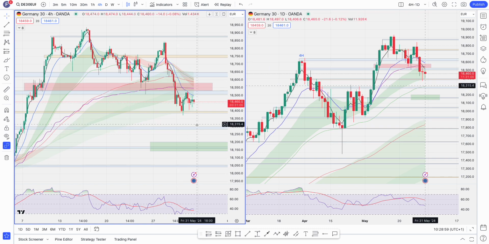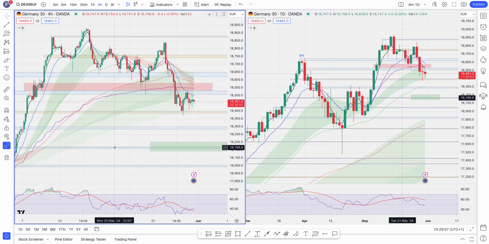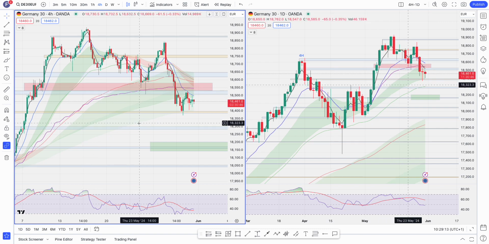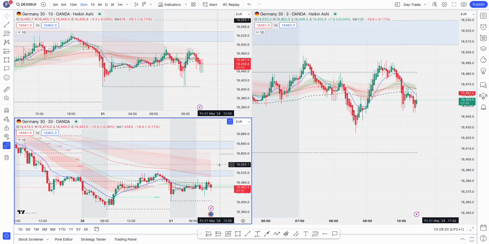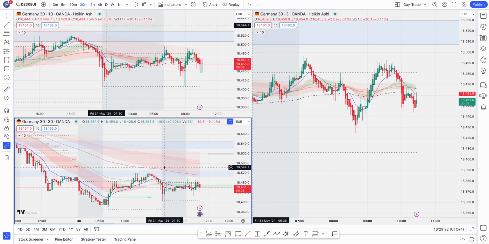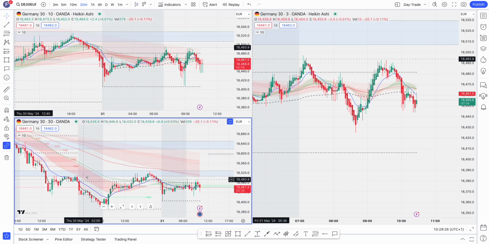So the next step after this would be the major zone at 18,300 nearly, and the next one after that would be 18,150, 160. So these are the zones that I have in my mind as a longer time frame. On the daily time frame, we broke this zone, and this is yesterday.